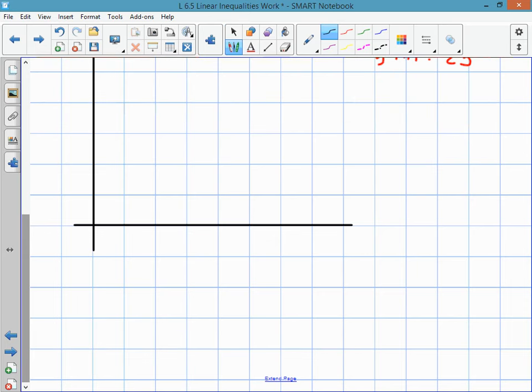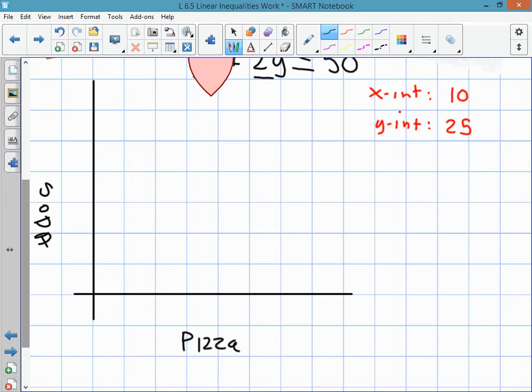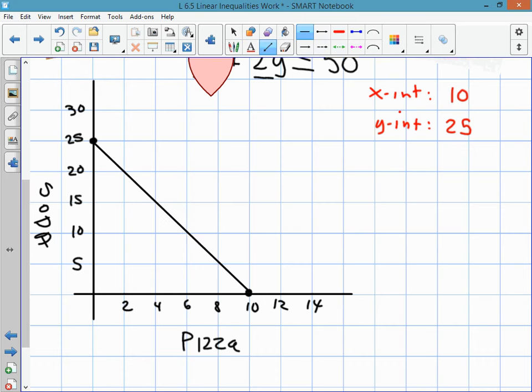And I'm going to let the x-axis be the number of pizzas, because that's what I wrote for x. And the y-axis is going to be the number of sodas, because that's what I wrote for the y. I can graph the x-intercept, 10, by going by 2s. 2, 4, 6, 8, 10. So the x-intercept is 10. The y-intercept is 25, so I'm going to go by 5s on the y-axis. Remember, it doesn't have to be the same scale on each axis. Y-intercept is 25, and then I draw my line, connecting the x and y-intercept.